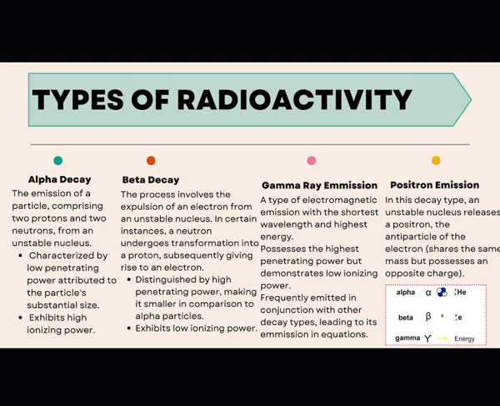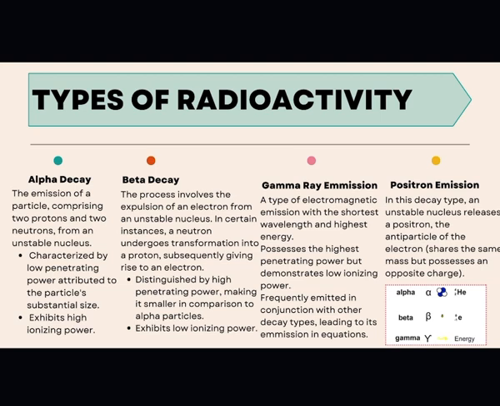For gamma ray emission, this is a type of electromagnetic emission with the shortest wavelength and highest energy. And this possesses the highest penetrating power, but demonstrates low ionizing power. And it's frequently emitted in conjunction with other decay types, leading to its omission in equations.